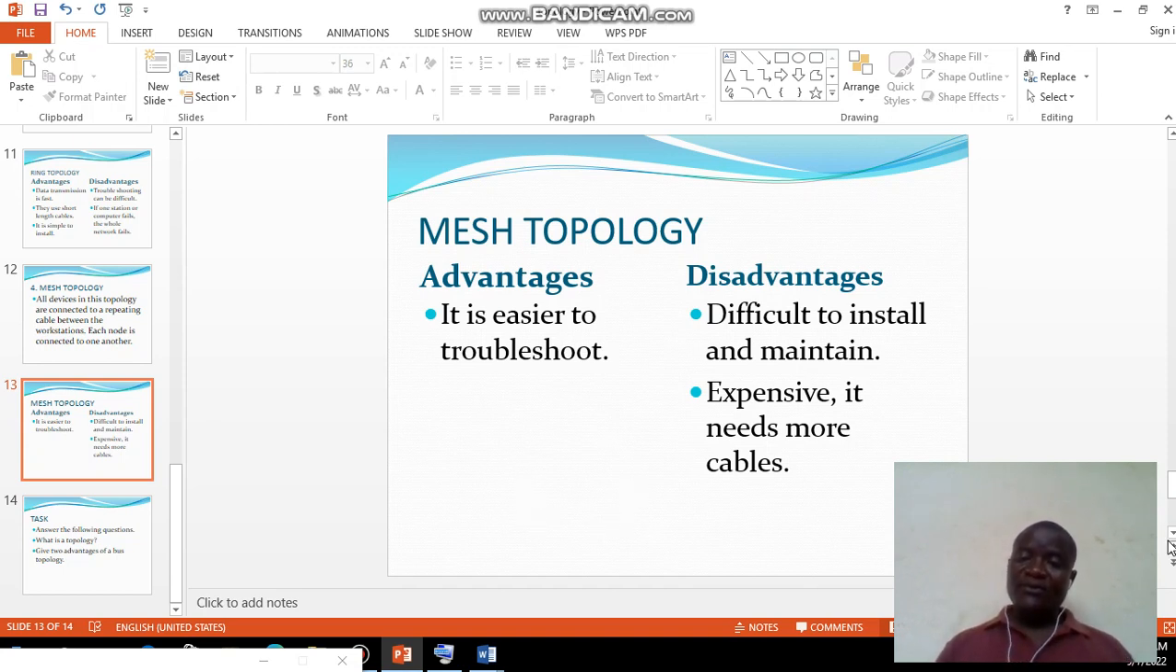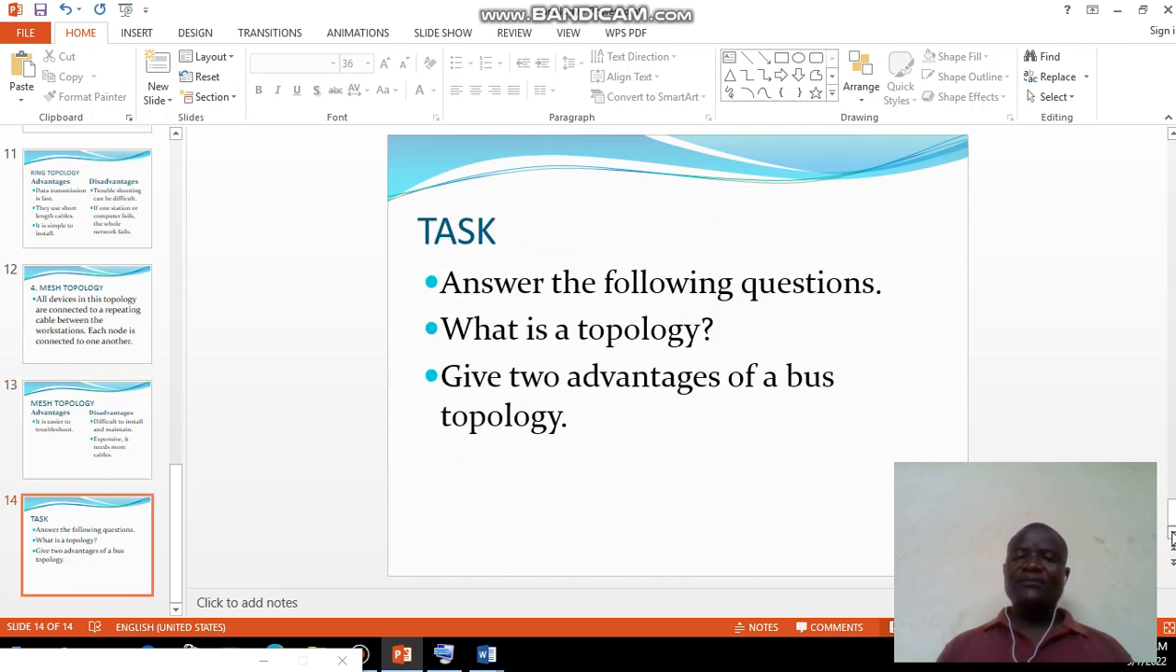But before you go, a task to do. Answer the following questions. What is a topology? Give 2 advantages of a bus topology. Very simple.